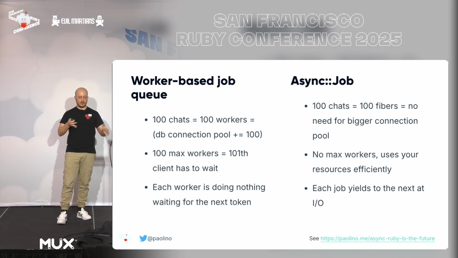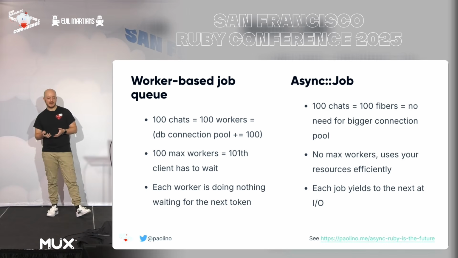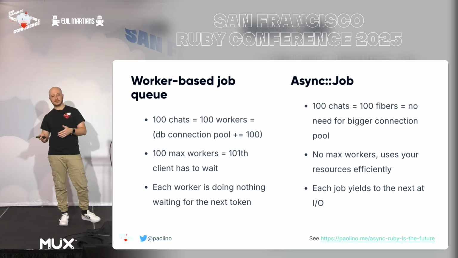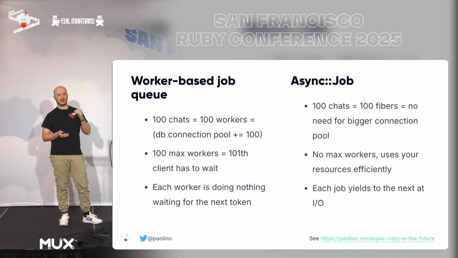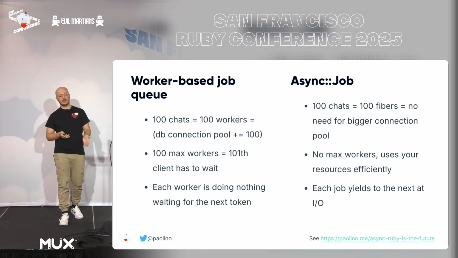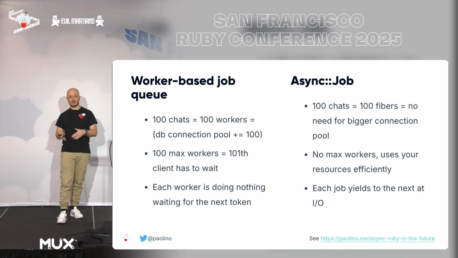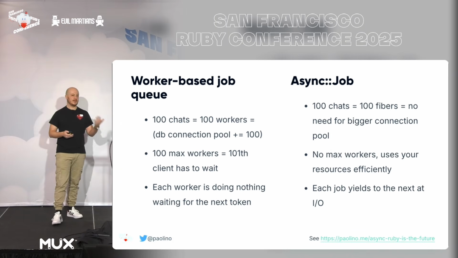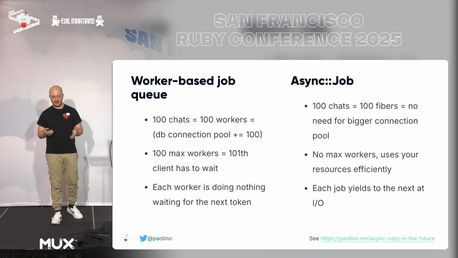I'm not going to go too much into that in this keynote, but the idea is that the traditional worker-based job queues have a concept of the amount of workers, and they always have a max worker pool. Async job not only uses fibers, which are much more efficient for LLM communication and I/O-bound operations, but they also don't necessarily have a max worker pool. You can set it up if you want to, in order to not blow up your memory.